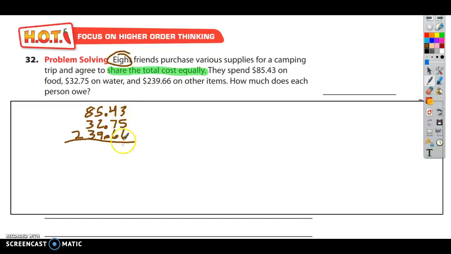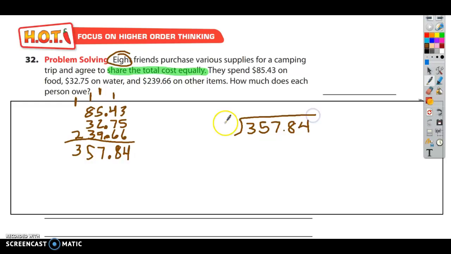3 plus 5 is 8, plus 6 is 14. I'm going to do out of order. 4 plus 6 is 10, 17, 18. 1 plus 9 is 10, 15, 17. 1 and 8 is 9, 12, 15. 3. I got $357.84. Divided by 8 people. 8 friends decided to split the cost evenly.